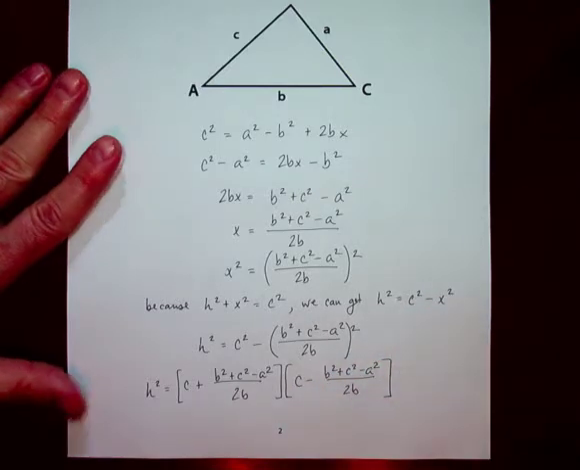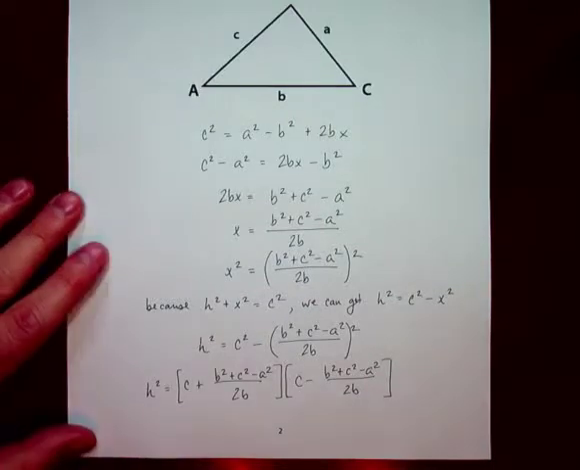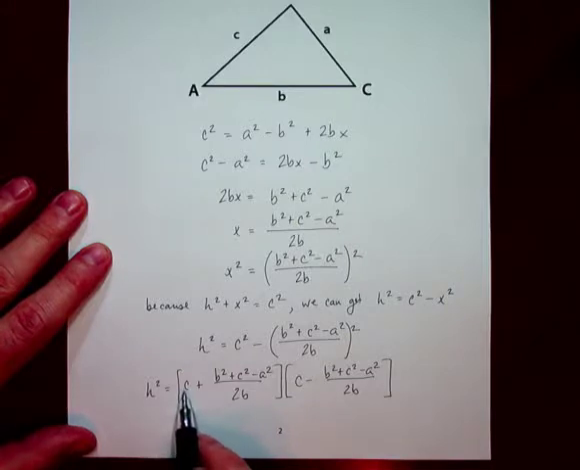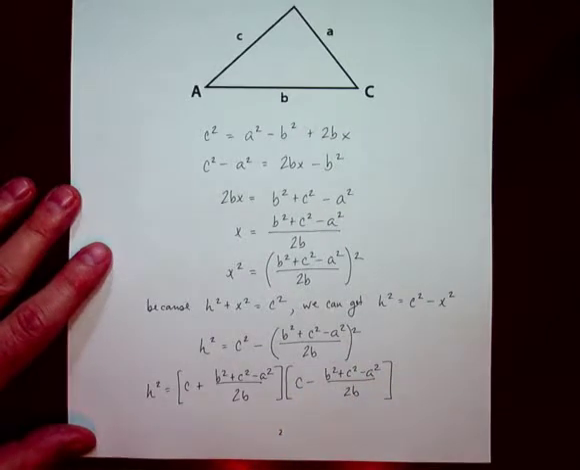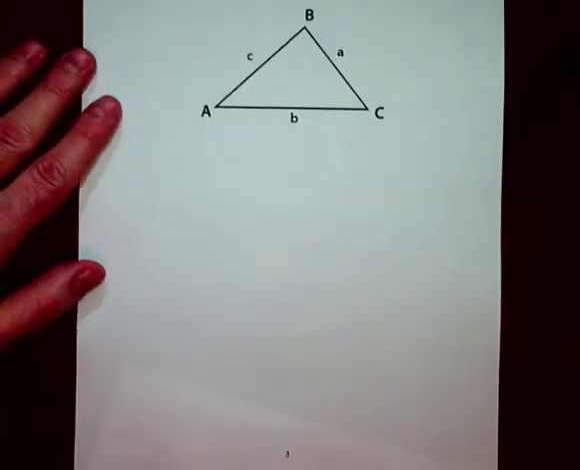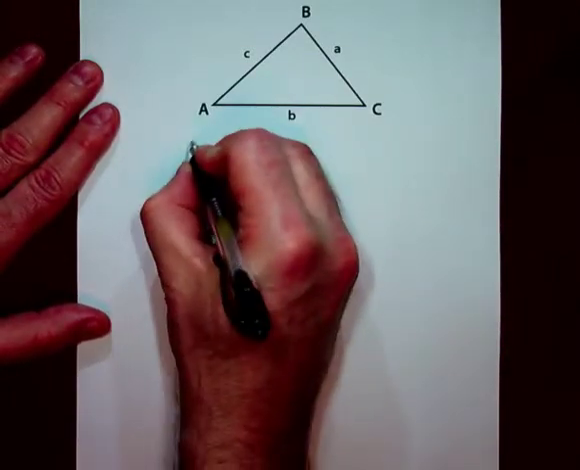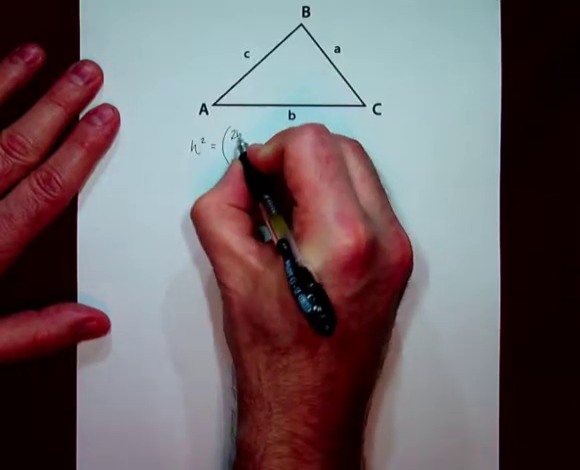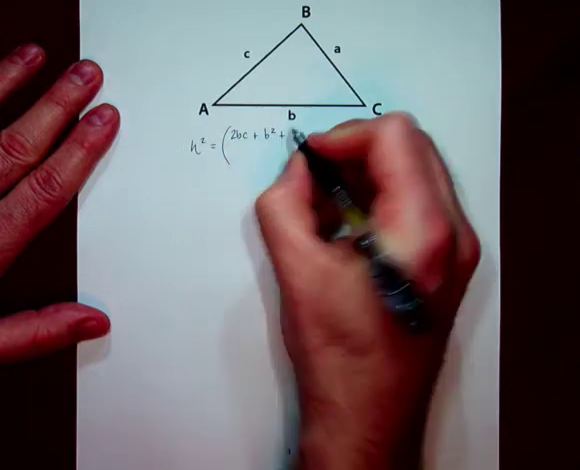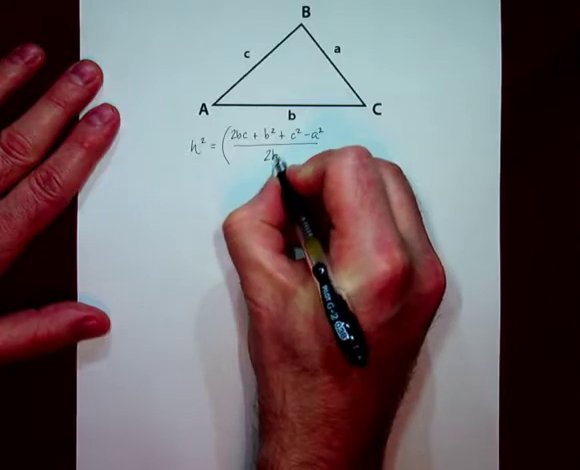Now, what I'm going to do from here is I'm going to get a common denominator within those brackets. So I'm going to multiply c by 2b over 2b in both of these. Now, the thing I need to be careful about is this negative. This negative, of course, gets distributed over that trinomial because that numerator is functionally in parentheses. But what I'm going to get here is h squared is equal to (2bc plus b squared plus c squared minus a squared), all of that over 2b.